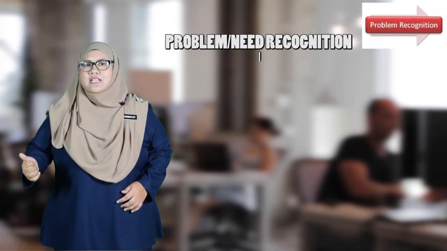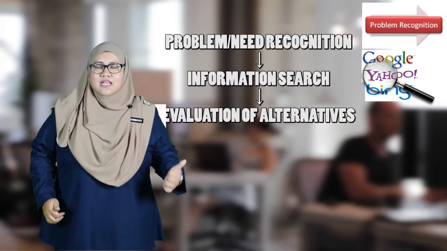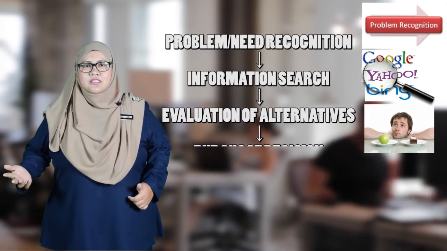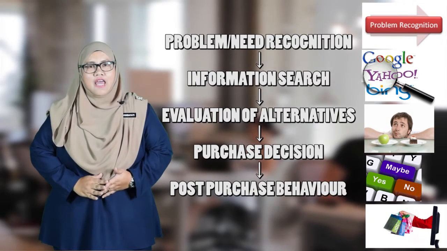To recap from this topic, I have one final thought that I want to leave you with: the consumer decision-making process has five steps, which are: firstly, problem or need recognition; secondly, information search; thirdly, evaluation of alternatives; fourth, purchase decision; and lastly, post-purchase behavior. Until next time, happy shopping!